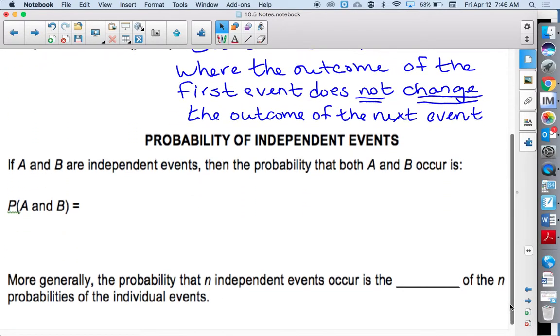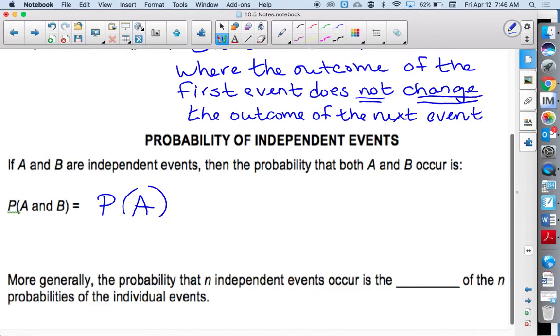So it is called the multiplication rule because we're going to be multiplying the probabilities together. So we would take the probability of A times the probability of B.